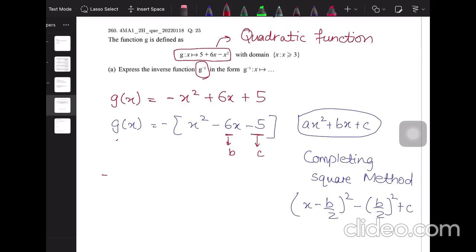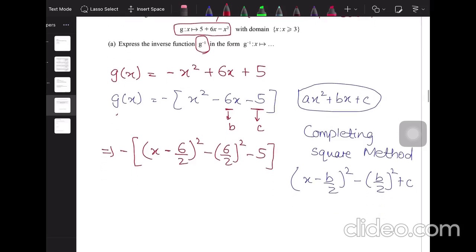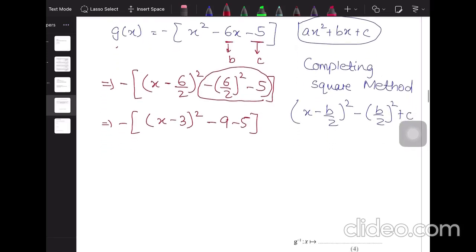So I'm going to plug in here. The minus remains as it is, and I apply the formula: (x - b/2)², b is 6, so 6 over 2 whole squared. Then again b/2 means (6/2)², and in the place of c I write minus 5. Now I simplify 6 over 2, which equals 3. I can use a calculator, or even do it mentally: 3 squared is 9, so it becomes minus 9 minus 5.